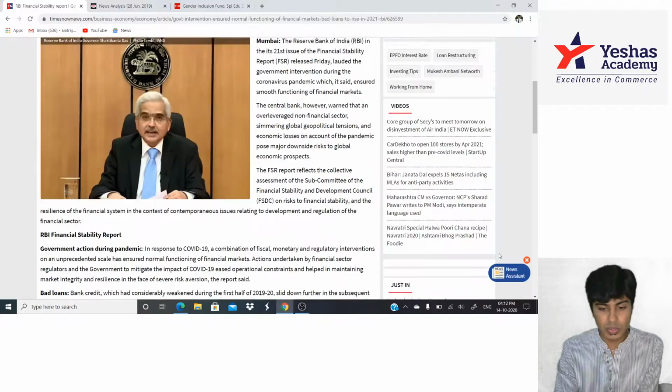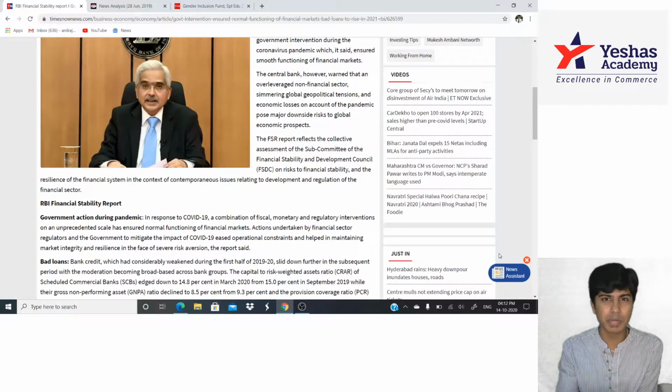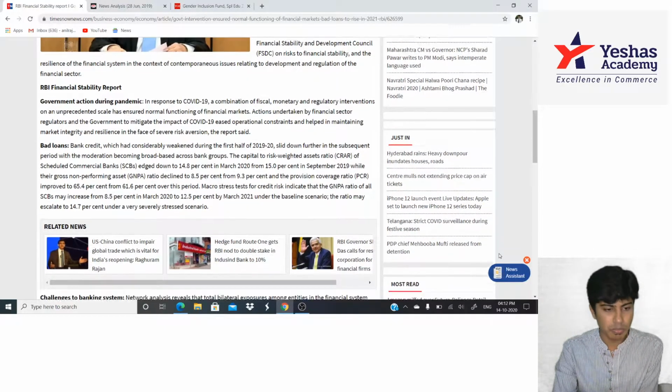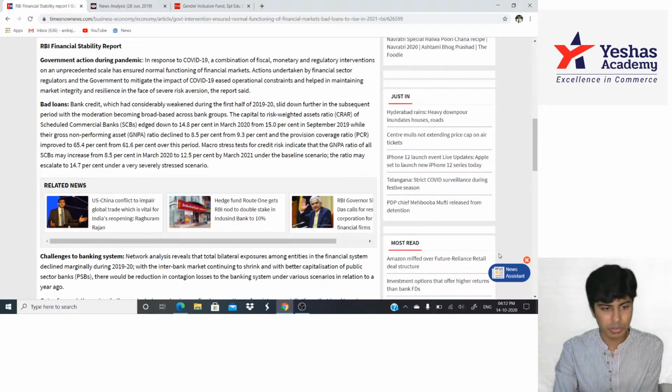Okay, let's get going. This is a usual report stated by RBI, which gives you an overall understanding of the banking sector. So let us get into this report, RBI's Financial Stability Report. Government's action during the pandemic: after the second week of March, what is the impact of the measures taken by the government on the banking sector?